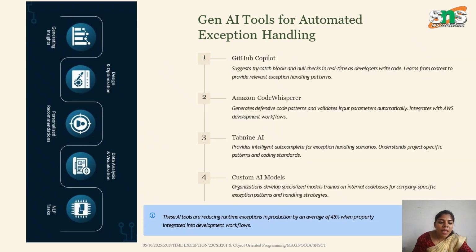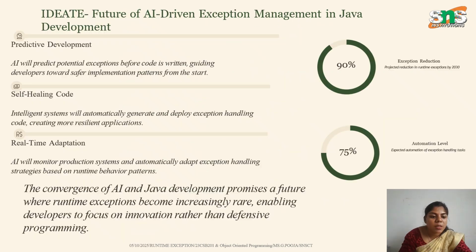Some widely used AI tools for exception prevention include GitHub Copilot, Amazon CodeWhisperer, and Tabnine AI, which offer intelligent autocomplete for exception handling patterns. Some organizations even train custom AI models on their internal code bases to handle project-specific issues. When integrated properly, these tools reduce runtime exceptions by almost 45% in production systems.